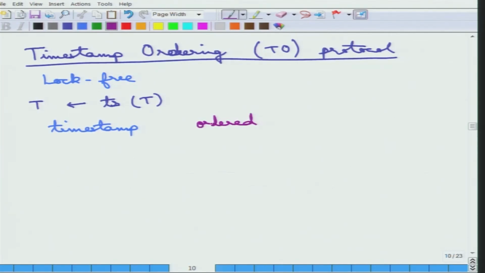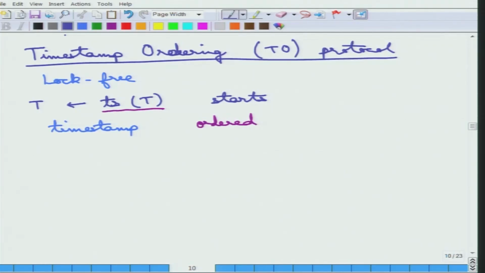So very simply, every time tick may be given a unit, the timestamp 1, then 2 and so on, and it can be anything as long as it is ordered. Ordered meaning that between two timestamps it can always be determined whether the first timestamp is lesser than or equal to the second. That is what ordered means. So that is the timestamp for the transaction, assigned when it starts.